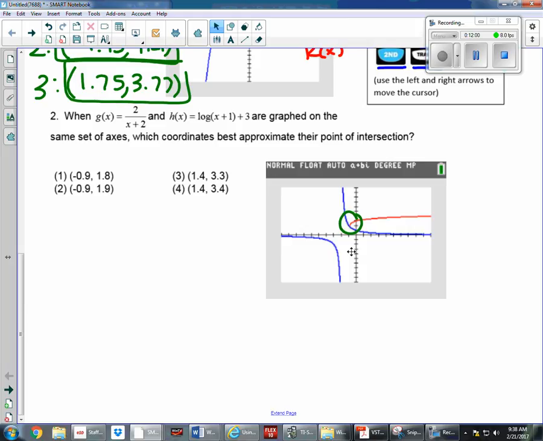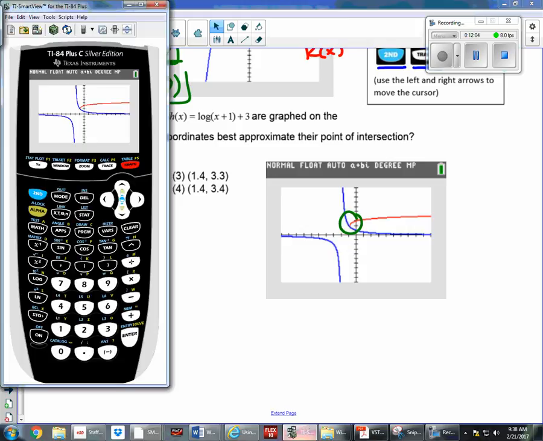So if you remember, to find that point of intersection, we are going to do second trace, choice 5 for intersect. And we want to bring our blinker, using our left and right arrows, over to the point of intersection. First curve is my red curve. Second curve is my blue curve. Yours might have been done in the opposite order. I jumped up to the logarithmic function first, and now I'm going to guess.